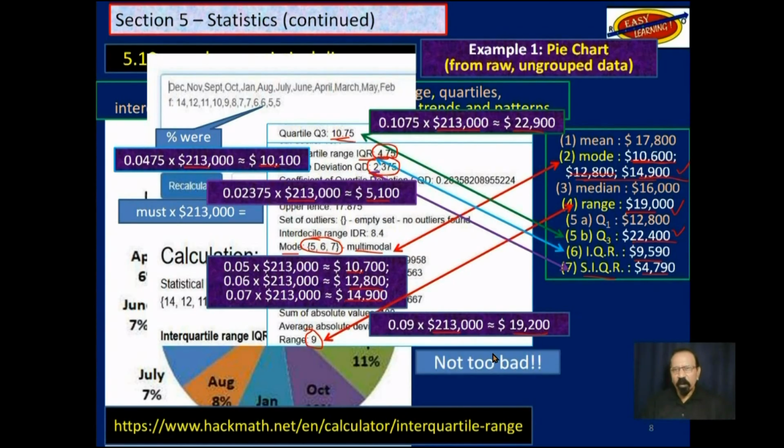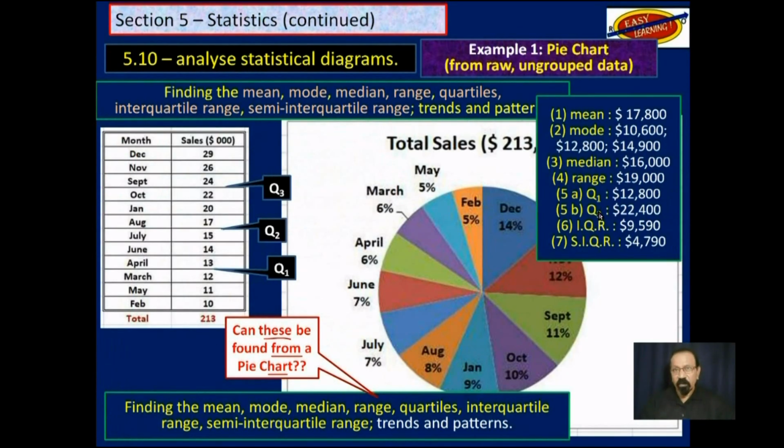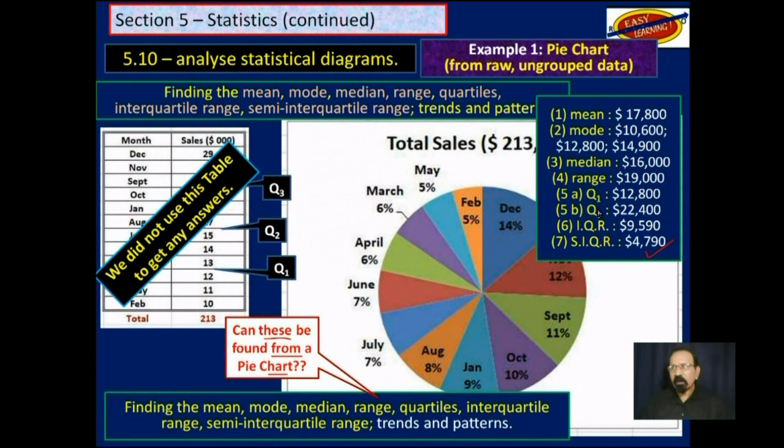So we're not doing too badly using a pie chart to find these 7 aspects of the pie chart. So can these be found from the pie chart? And we just found out, yes. This is what we got, and they all correspond very closely with the online calculator. We did not have to use this table, only just for reference. One last thing, trends and patterns.